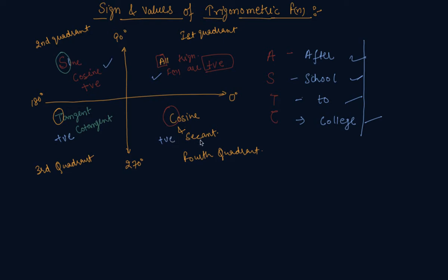So students, this is the big confusion to students, in which quadrant which trigonometric function is positive. Now you can remember which trigonometric function is positive or negative in which quadrant by learning this short trick of after school to college. Okay students, so now I hope that you guys can easily write which trigonometric function is positive or negative here. So now we will discuss the values of the trigonometric functions.